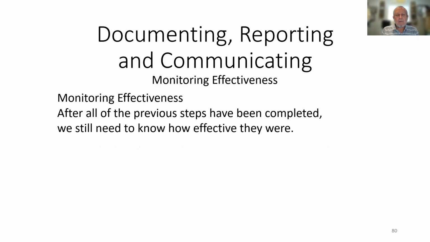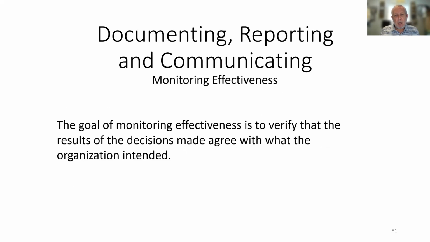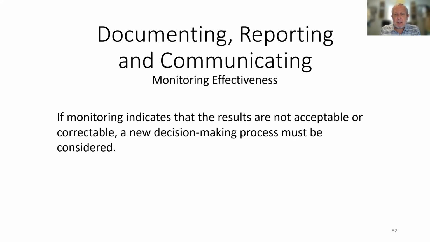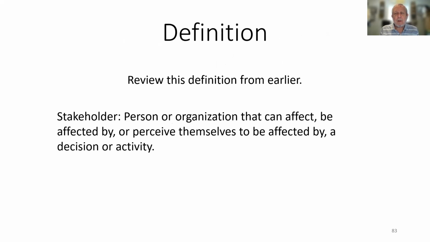Monitoring effectiveness. After all the previous steps have been completed, we still need to know how effective they were. The goal of monitoring effectiveness is to verify that the results of the decisions made agree with what the organization intended. If monitoring indicates the results are not acceptable or correctable, a new decision-making process must be considered. Again, this is just another reiteration of the definition of stakeholder: a person or organization that may be affected by or perceive themselves to be affected by a decision or activity. So stakeholder is a pretty big definition, and there are a lot of stakeholders in most places.